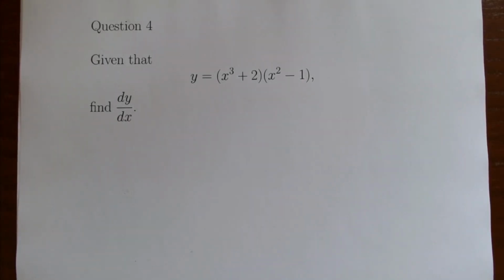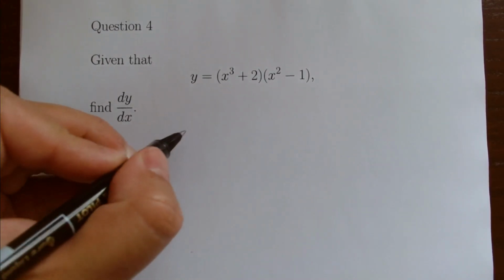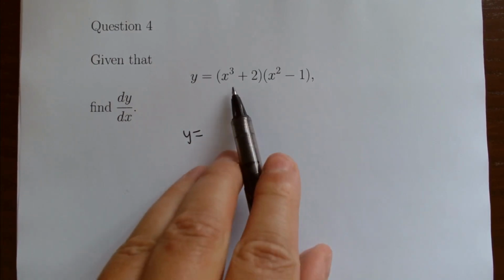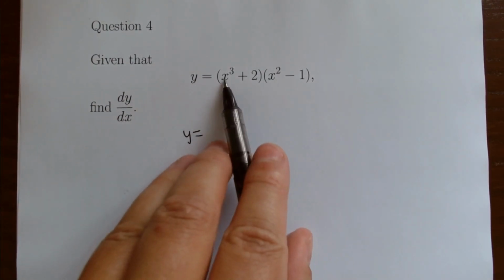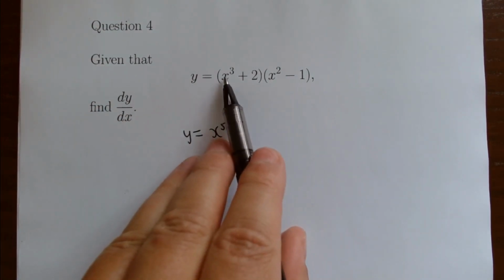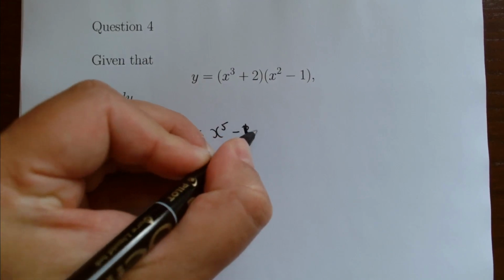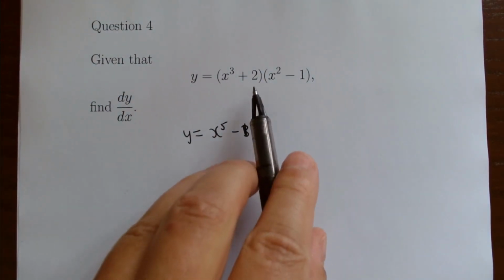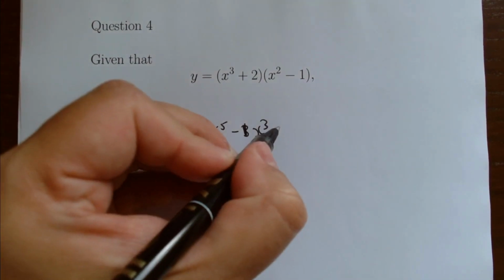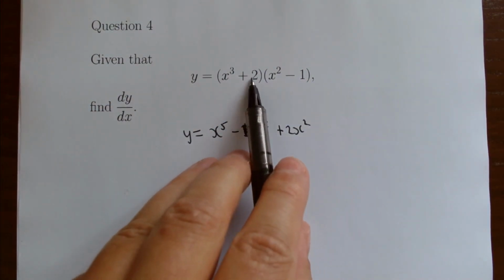So question number 4, we need to differentiate this double bracket. We begin by first expanding it. So it's x to the 5, then minus x cubed, and then plus 2x squared, and minus 2.